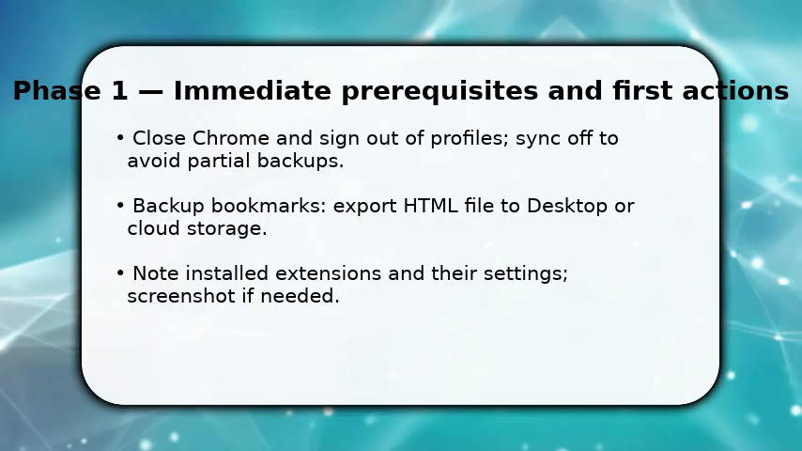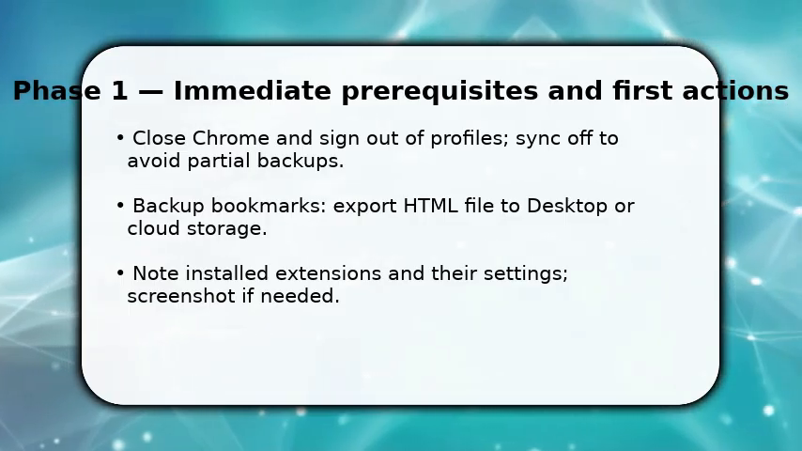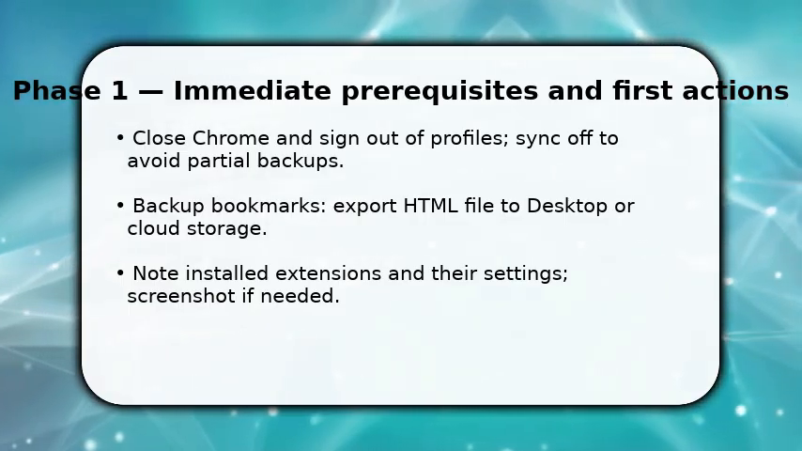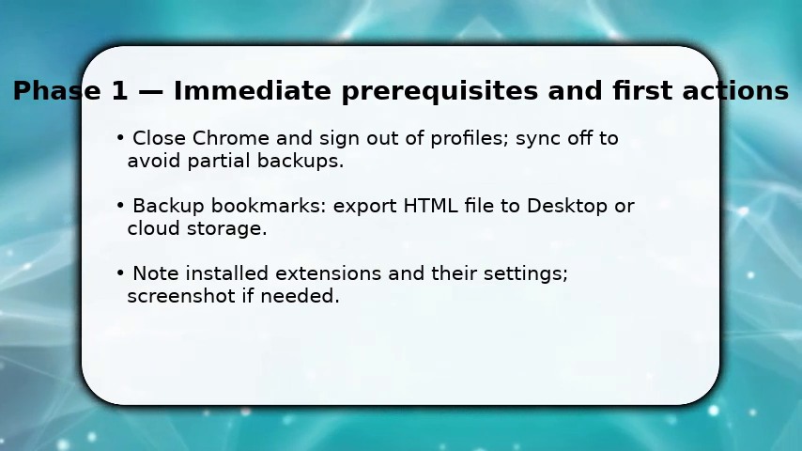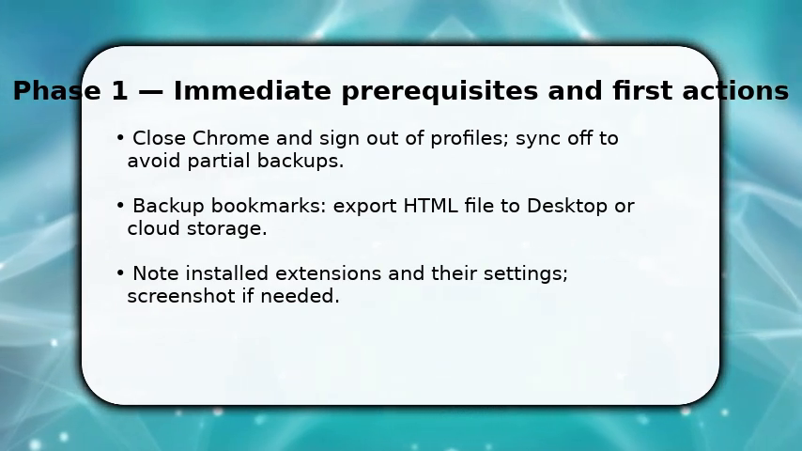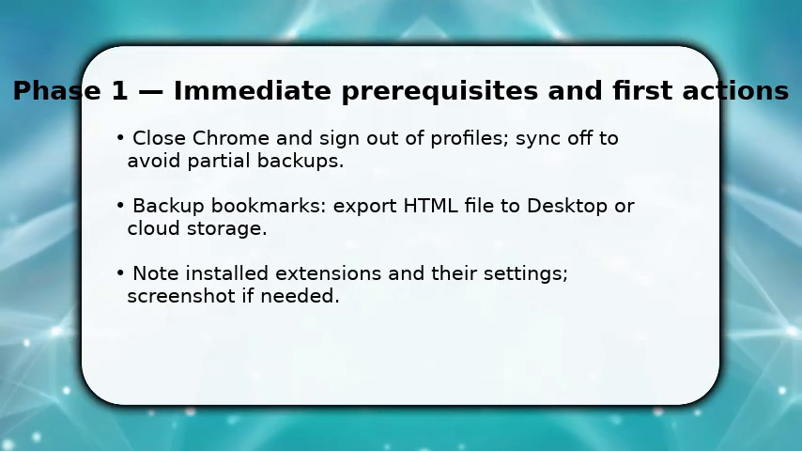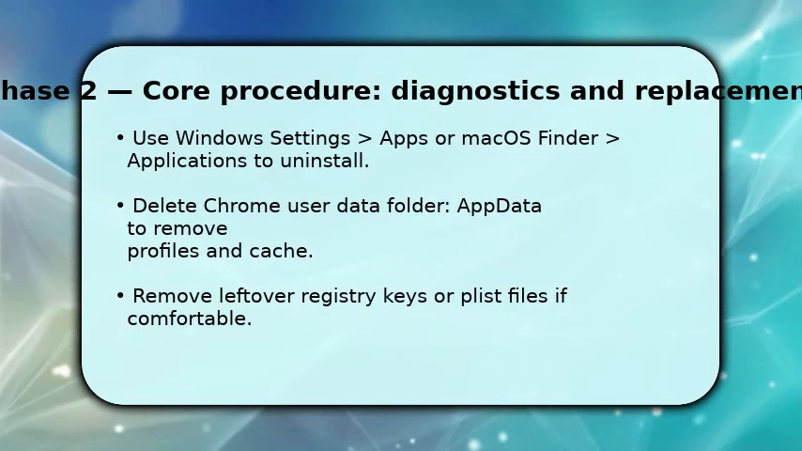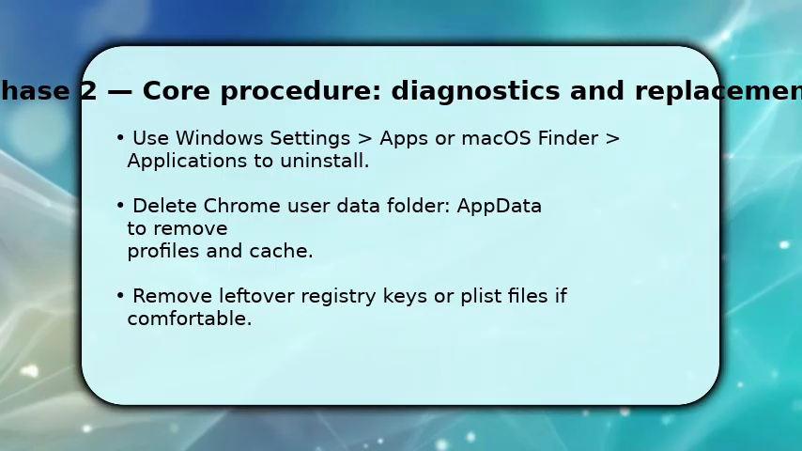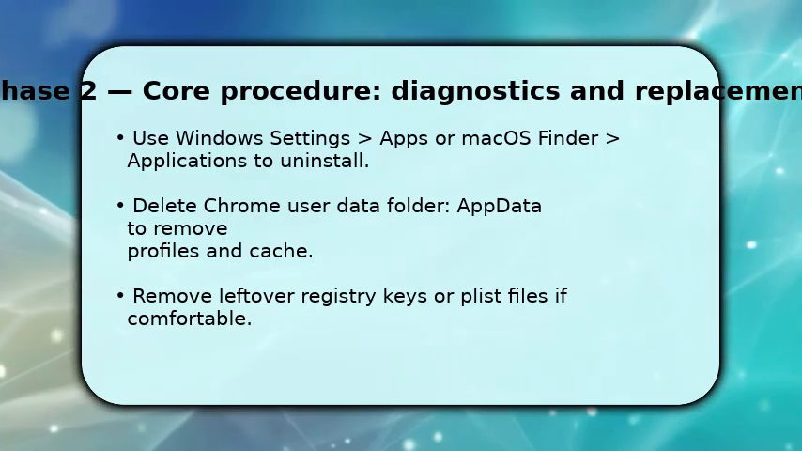Make sure sync is disabled so account data isn't re-loaded during removal. You will uninstall Chrome using the System Uninstaller, Windows Settings apps, or Mac OS Finder applications and move to Trash. Once the app is gone, remove user data folders to prevent restored profiles.